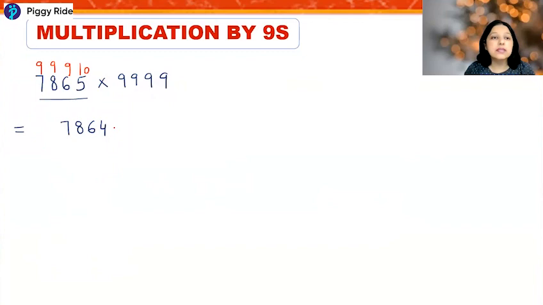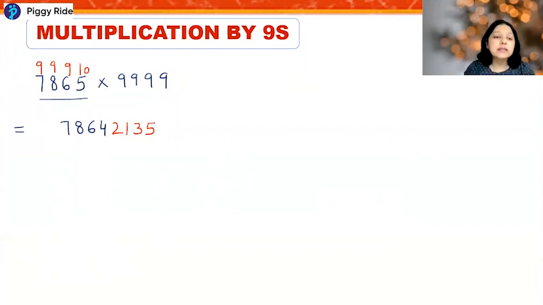Now the answer is 9 minus 7 is 2, 9 minus 8 is 1, 9 minus 6 is 3, and 10 minus 5 is 5. So you can see it here, within a few seconds we have got this answer of long multiplication. But remember, this concept we can apply only when we have an equal number of nines and an equal number of digits. It can be 4 or 5 or 6, any number of digits can be there in the question.